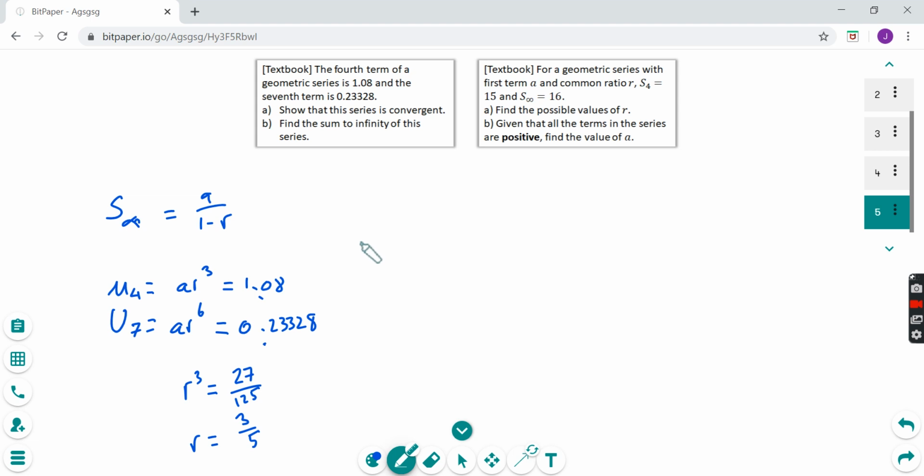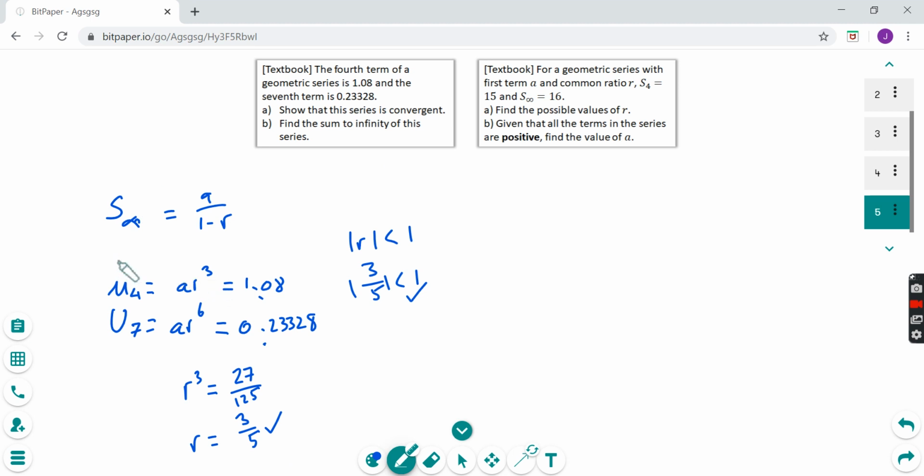Show that the series is convergent. Well, what do we need to do? We need to show that the absolute value of r is less than 1, okay, and 3/5 is less than 1. Find the sum to infinity of the series. Well, we don't have a, but we do have r, so we need to find a.